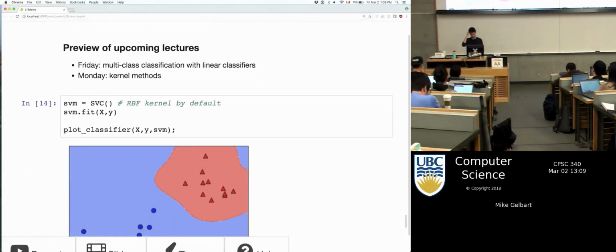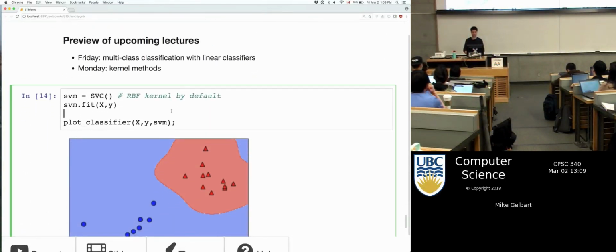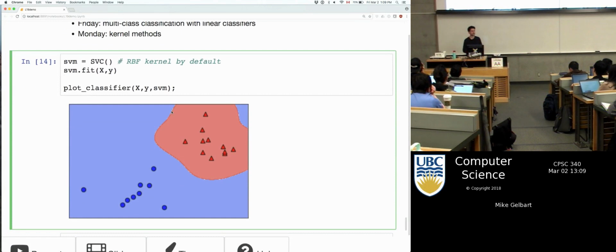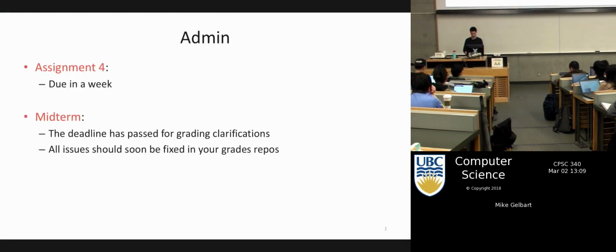Okay, finally, just to preview what's going to happen on Monday, we're going to get these things to learn nonlinear looking boundaries. So if this picture looks interesting, then come to class on Monday. Okay, on to today's stuff.